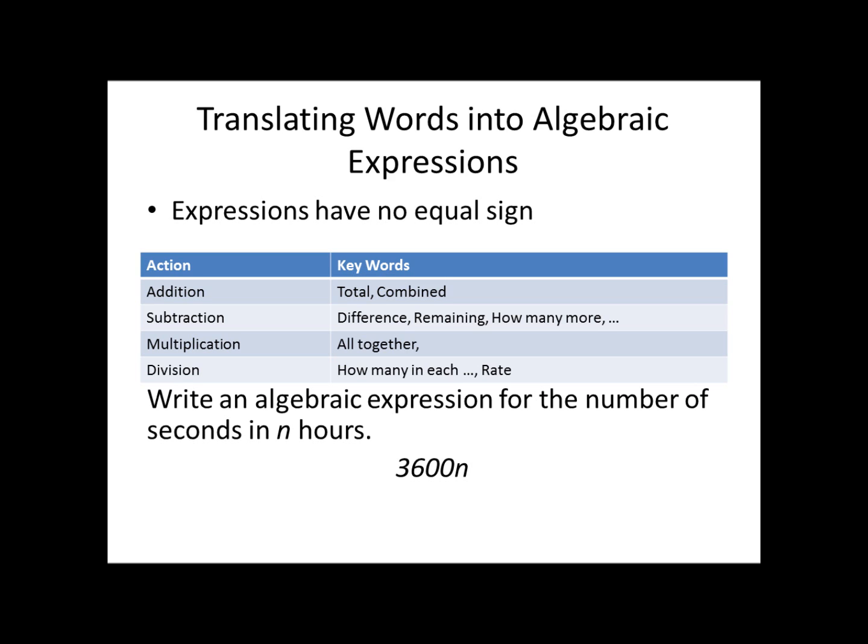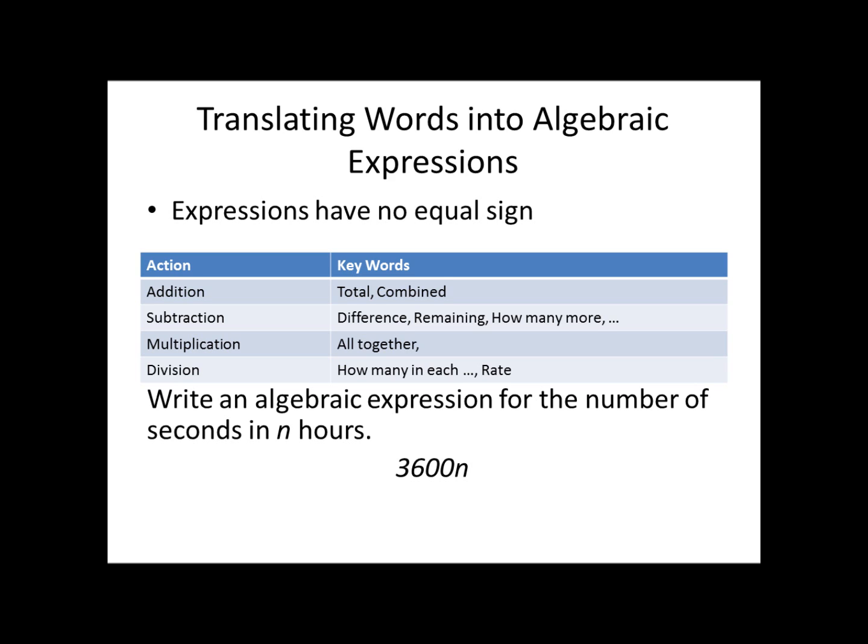Words like total or combined suggest addition. Words like difference, remaining, or how many more mean subtraction. A lot of times when the book wants you to multiply, they'll use the term all together. And whenever they ask you how many in each, maybe how many in each group, how many in each class, or if they're talking about a rate, that's division. A rate is something like miles per hour. Whenever you've got a rate like that, you're literally taking something like miles and dividing by time in hours.